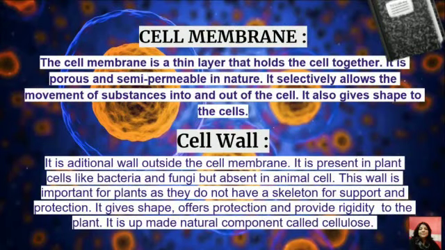The cell membrane is the thin layer that holds the cell together. It is porous and semi-permeable in nature. It selectively allows the movement of substances into and out of the cell. It also gives a shape to the cell.